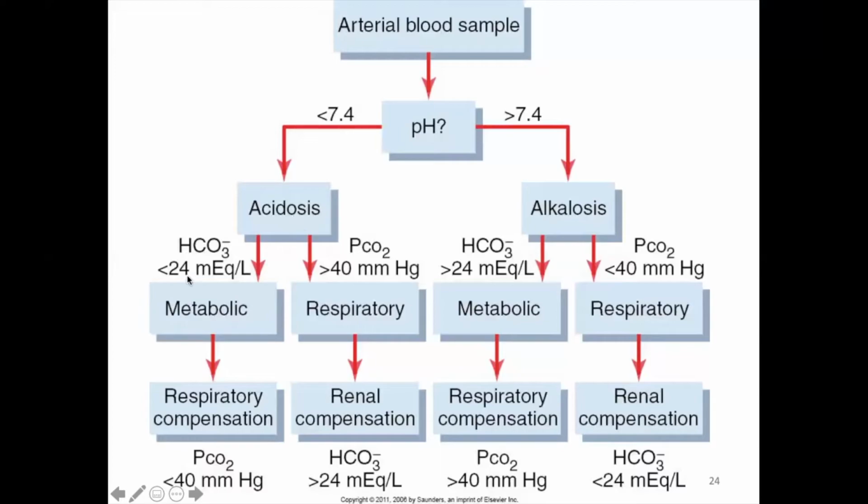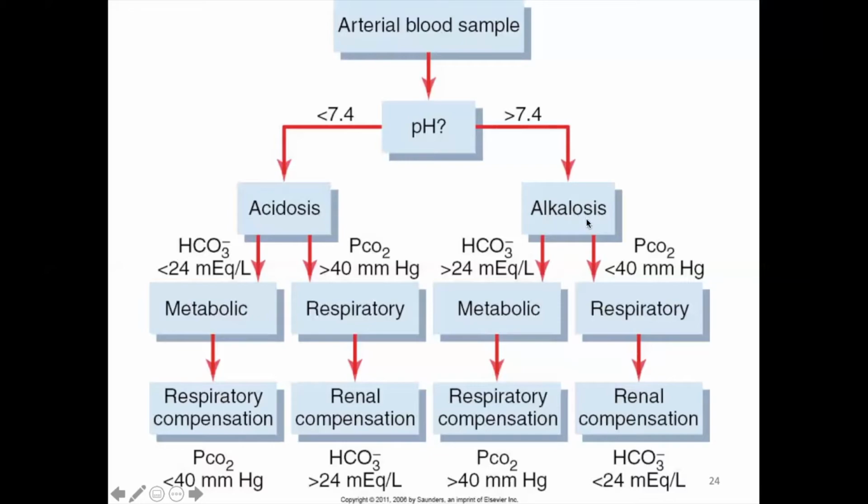If we're acidotic and our levels of bicarb are below the 24 milliequivalents per liter, we know that we're in a metabolic acidosis. And then to find out if we are compensating through the respiratory system, we can look at our partial pressure of carbon dioxide to see what its level is. And if it's below 40 millimeters of mercury, then we know that we are compensating through our respiratory system for that metabolic acidosis.